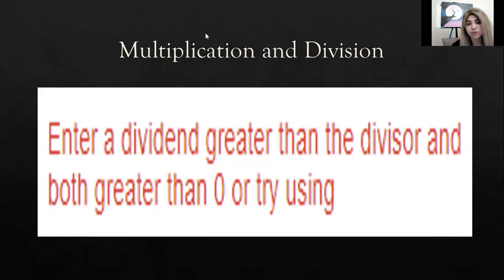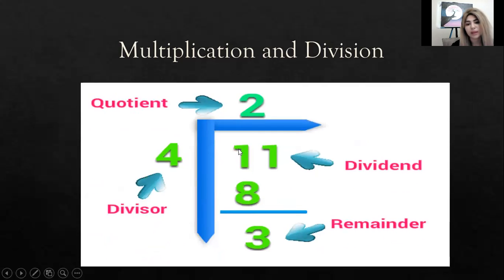And another thing I want you to remember is that the dividend is always greater than the divisor. It cannot be smaller. So if you have two numbers, the greater is the dividend, and both must be greater than 0. In this example, I have 11 divided by 4. It gives me 2. So 2 is the quotient, 4 is the divisor, 11 is the dividend, 3 is the remainder.